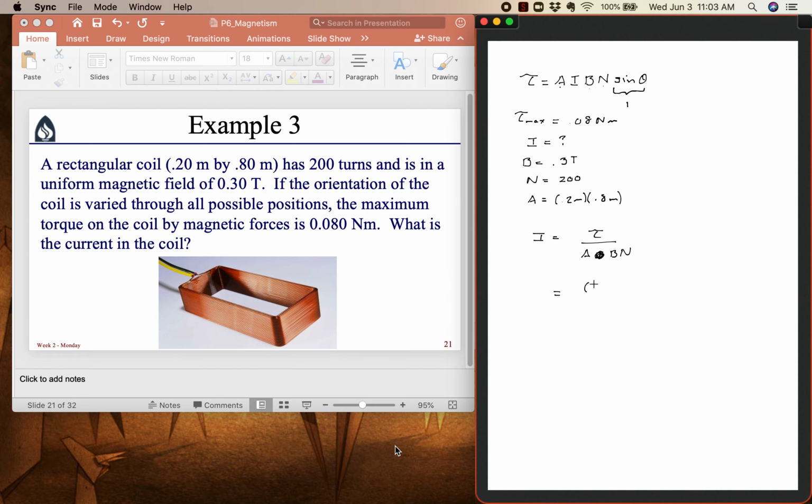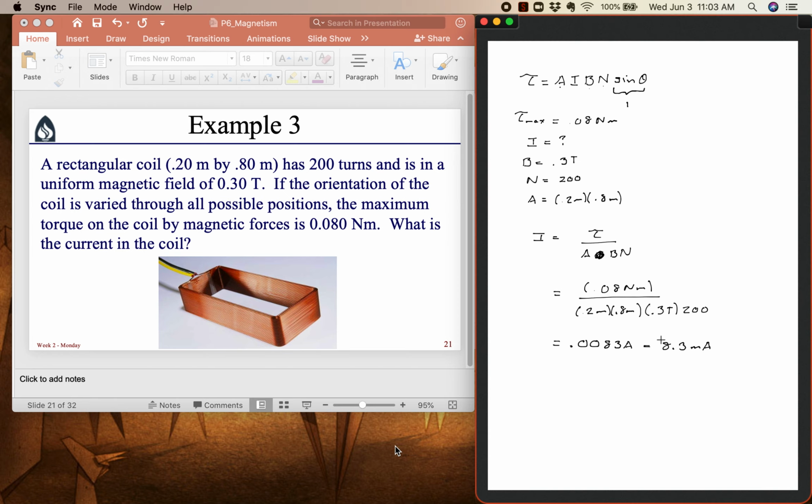The torque is going to be 0.08 newton meters. A is 0.2 meters times 0.8 meters. The strength of the magnetic field is 0.3 Tesla, and the number of turns is 200. So then if I put that into a calculator, I should get a result of 0.0083 amps, which is the same thing as 8.3 milliamps. So the amount of current in the coil is 8.3 milliamps.